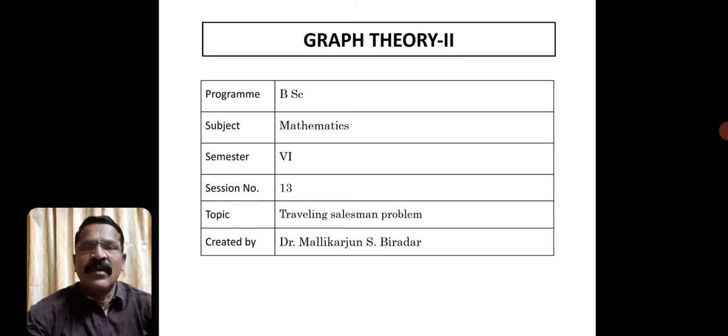What we have discussed so far: Eulerian graphs, Hamiltonian graphs. Now we will see the application part of those graphs. So the first one we are going to consider is the traveling salesman problem.